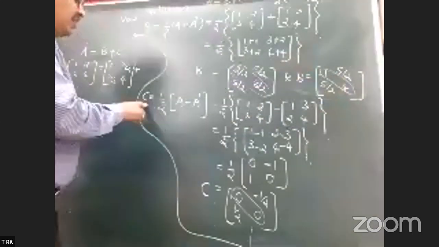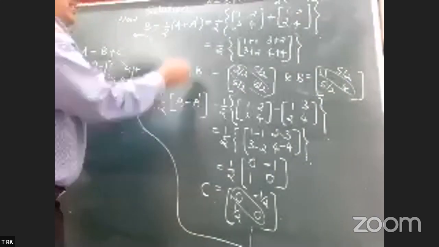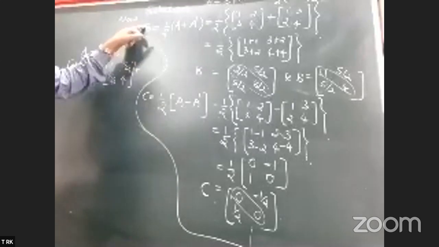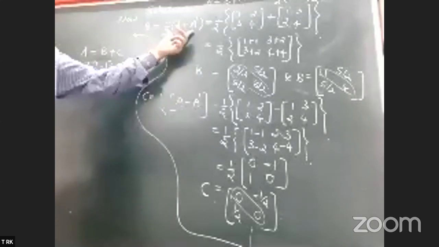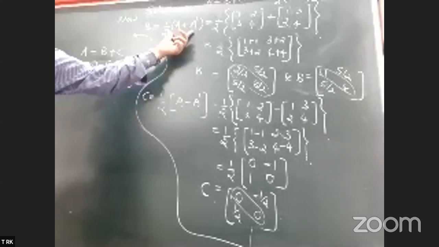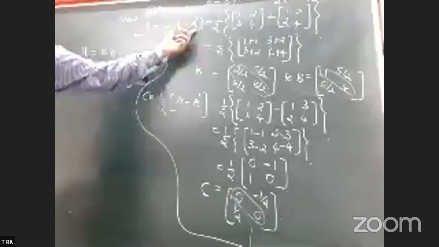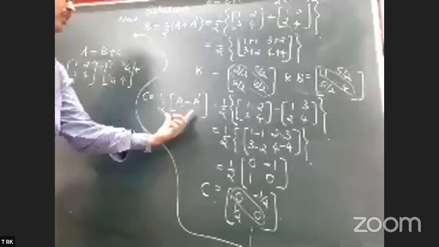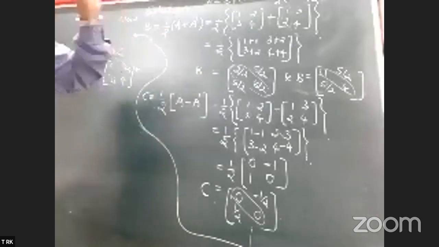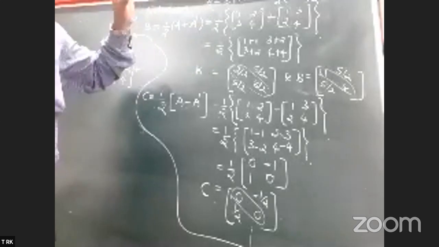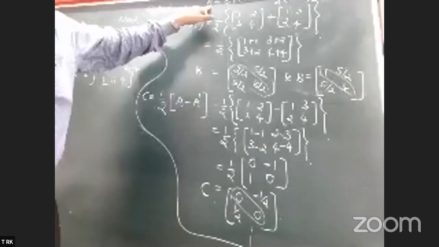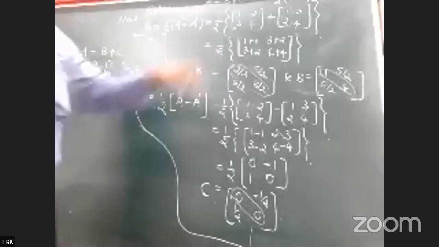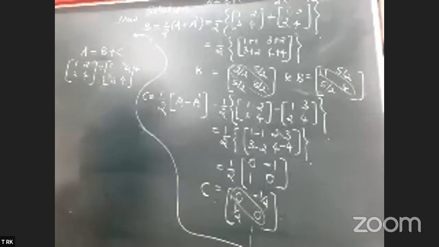Next take C, which is 1 by 2 into A minus A dash. For our convenience, instead of writing this, we write B for 1 by 2 A plus A dash, which is symmetric, and C for the skew symmetric one. Our main aim is to split the given matrix A into a symmetric B plus a skew symmetric C. I think it's clear now. A is equal to B plus C.